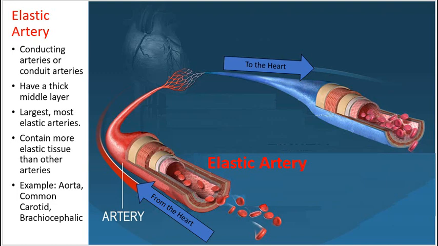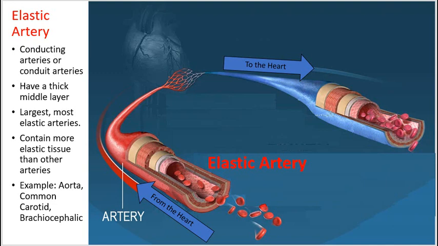So there are three types of arteries we have. The arteries are basically classified into three types. The biggest artery is the elastic artery, and those are the largest arteries, and they're basically called conducting arteries or conduit arteries.